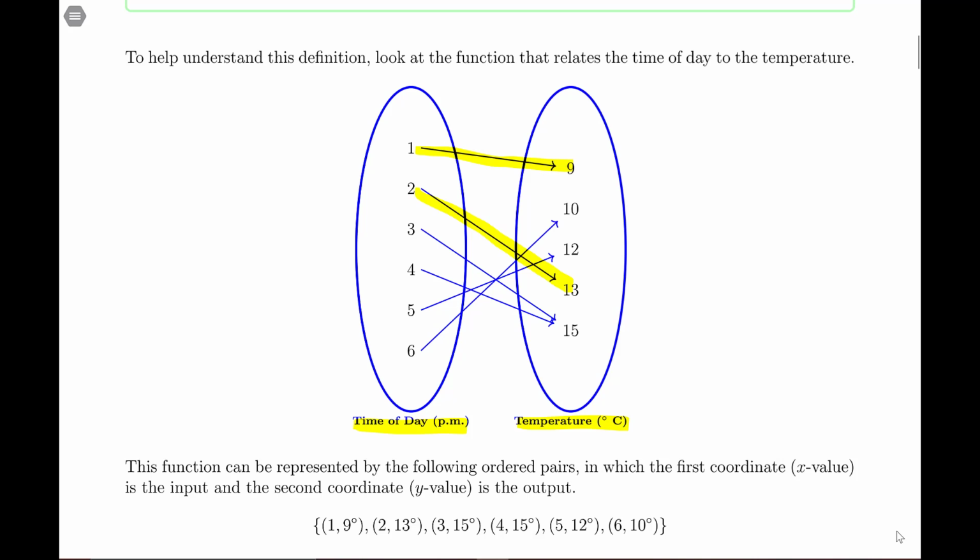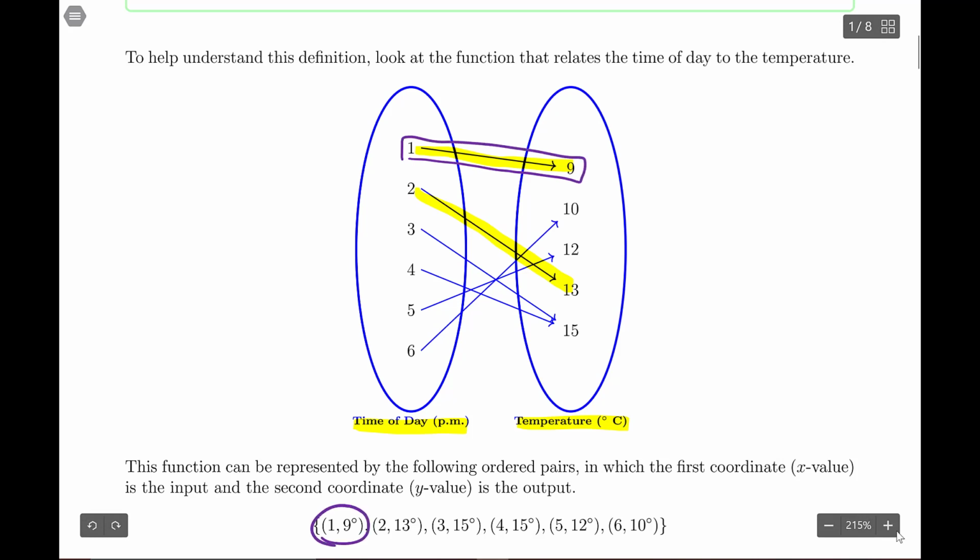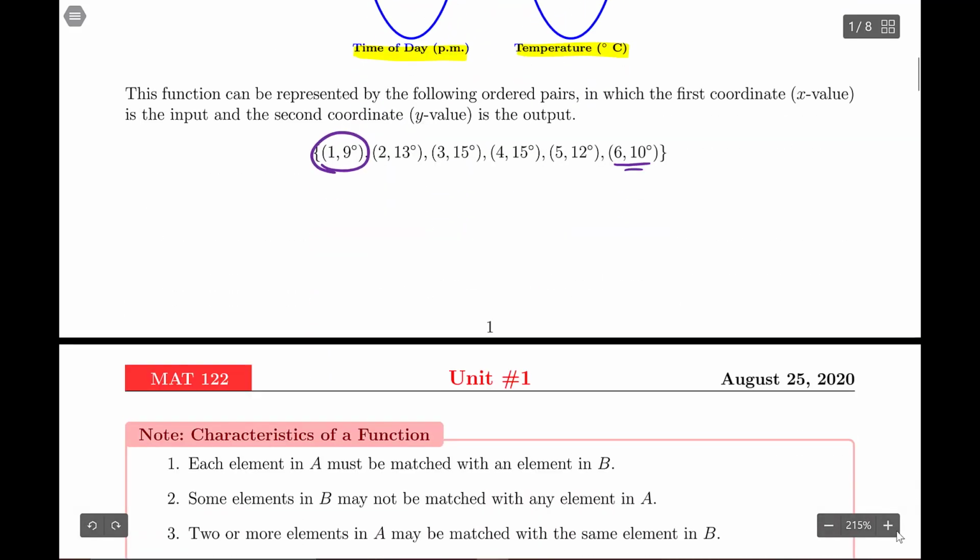And we can reorder these as ordered pairs as well. What you see in the middle of your screen is called a map, and what we see at the bottom of the screen is the set of ordered pairs generated by that map. The first one is 1 maps to 9, and that's our first ordered pair down here at the bottom of the screen. So 1 p.m. maps to 9 degrees Celsius, 2 p.m. maps to 13 degrees Celsius, and we can go on through that list until we get to the end, where 6 p.m. maps to 10 degrees Celsius. So we generate XY ordered pairs, and you should be very familiar with XY ordered pairs.